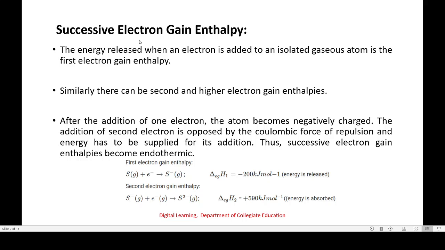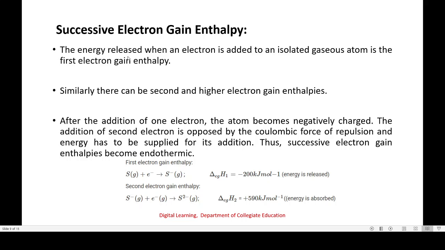And coming to the successive electron gain enthalpy, like we have the second and third ionization energy, we can also have second and third electron gain enthalpy. The energy that is released when an electron is added to an isolated gaseous atom is the first electron gain enthalpy. This we have discussed earlier. Similarly, there can be second and higher electron gain enthalpies.